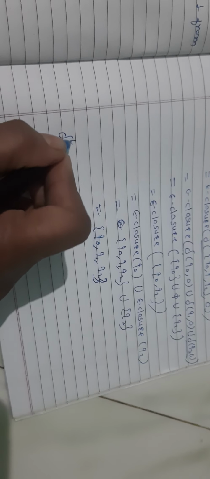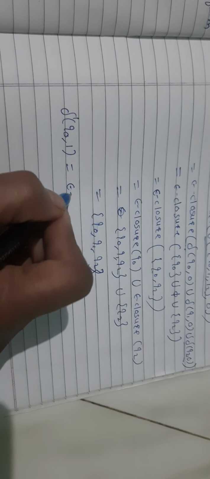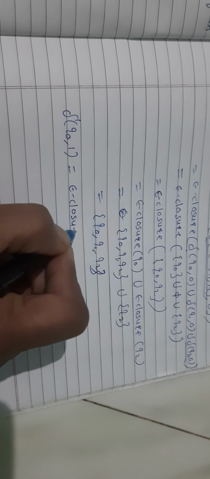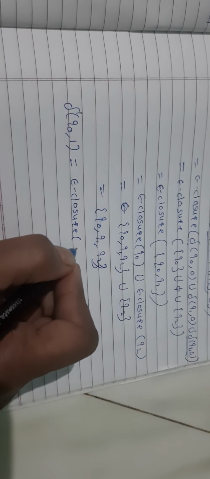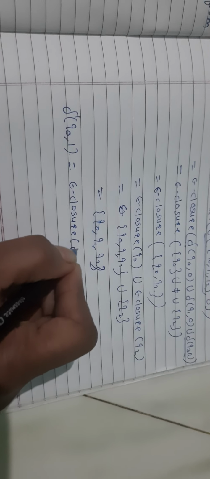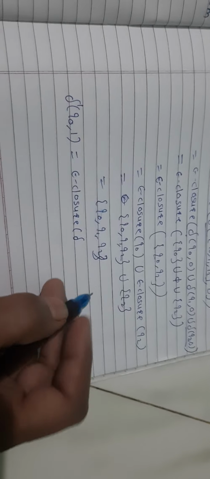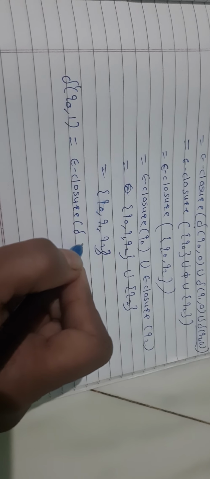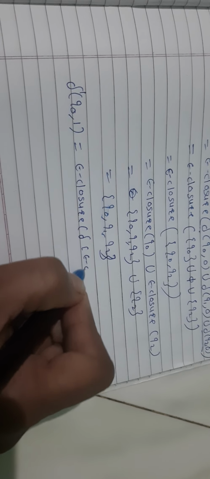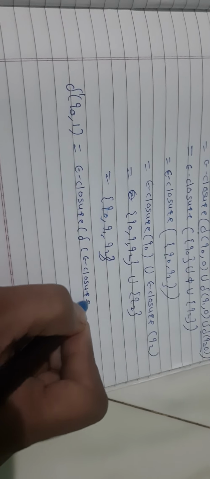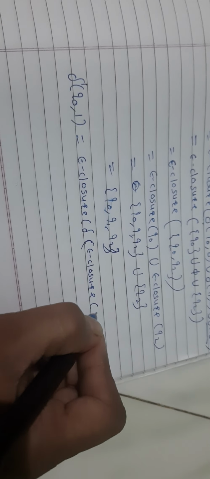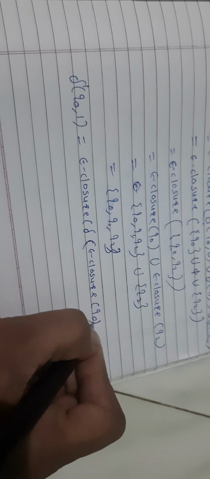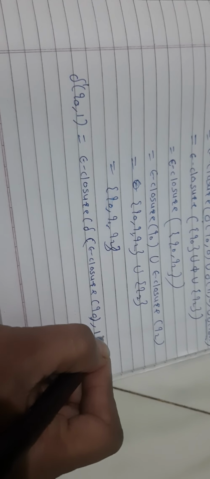Delta dash of Q0, 1 is equal to epsilon closure of delta of epsilon closure of Q0, comma input symbol is 1.